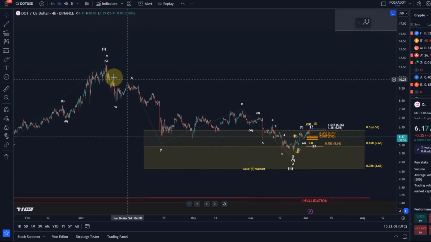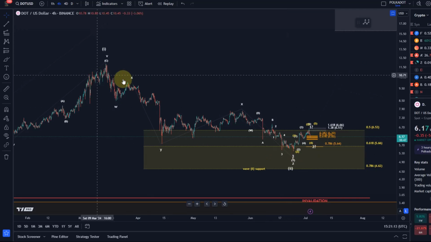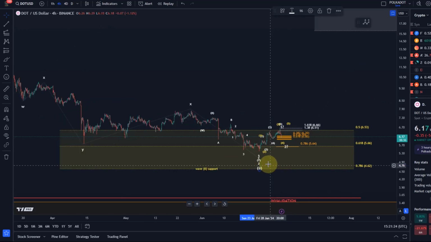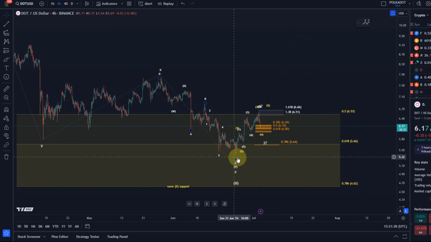You can see that when we just look at this wave 2 correction, it's already quite a complex correction. I'm labeling it as a WXYXZ pattern. Other interpretations are surely possible, but most importantly, we did say the low is possibly in, but I cannot confirm it until certain parameters are being reached. We want to see a 5-wave move to the upside.